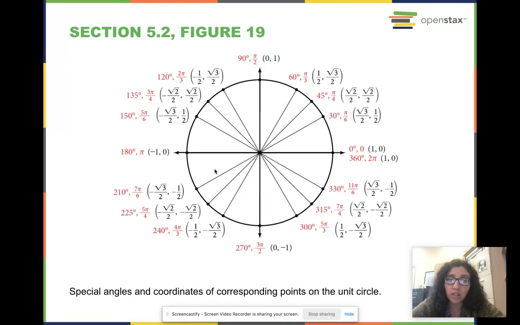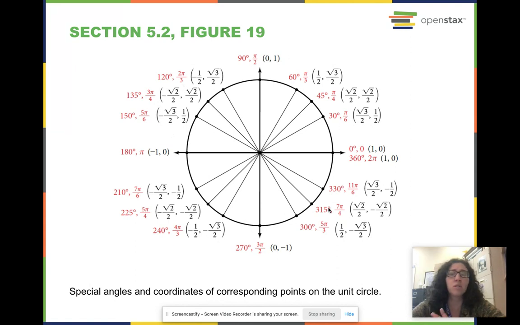And in this quadrant, the x value is negative and the y value is negative. So all the x and y's, all the sines and cosines are negative. You can think about the same thing here, except the x values, the cosines, are positive, and the sines, the y values, are negative.